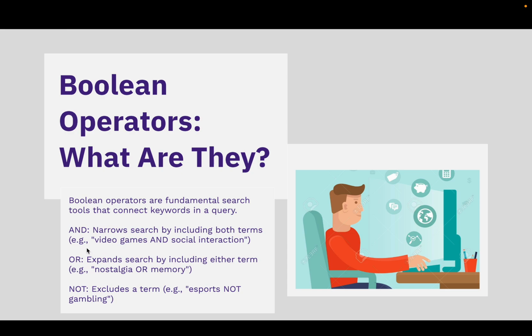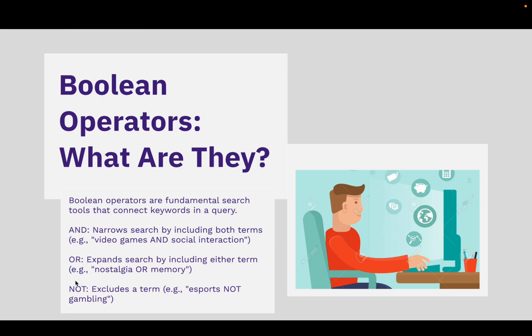The word or expands search by including either term. So you'll get more papers back depending on what word is being used because you're not limiting the search engine to specific words. So if you want to look at nostalgia or memory, this will spit back sources that have either nostalgia or memory in the titles, but not necessarily both.